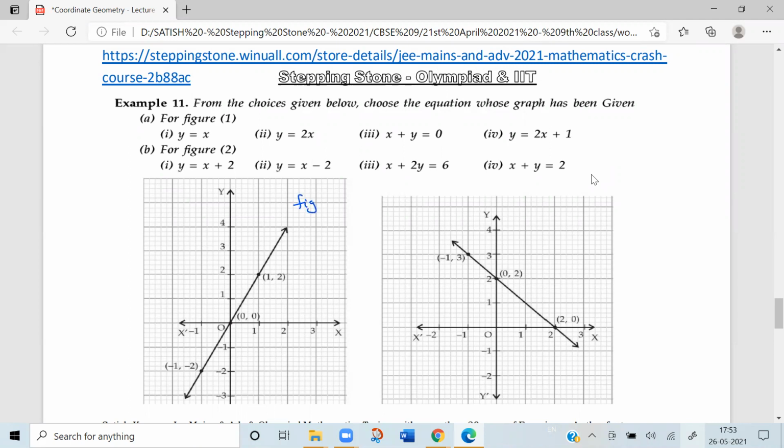Sir, A is option 2. That is y equal to 2x. Correct. So when x is 0, y is 0. When x is 1, y is 2. When x is minus 1, y is minus 2. Correct. Now for figure 2. Tell me the equation. Check the ordered pairs. Which equation is satisfied?